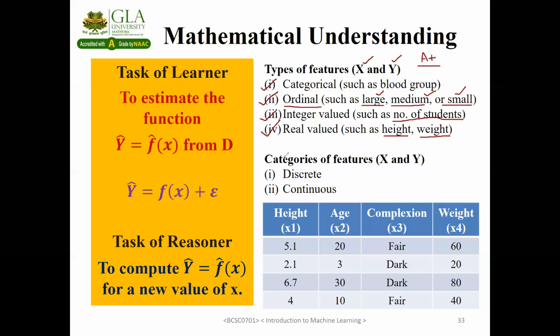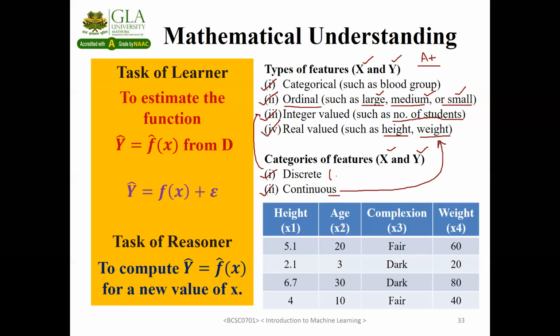Further, the categories of this x and y are broadly categorized into two types. Either they could be discrete or they could be continuous. Discrete in the sense that they can be represented by complete digits, like integer values. They are the discrete numbers. And continuous in the sense that they have their range in a continuous interval, that is the real valued numbers, right?